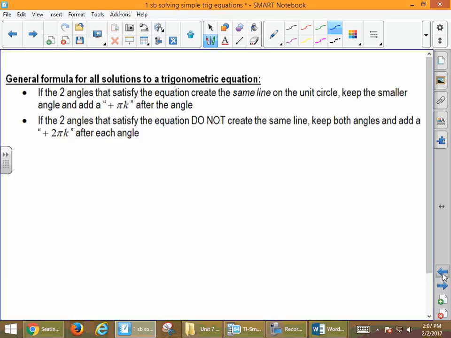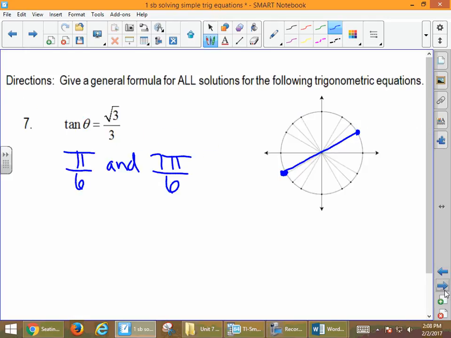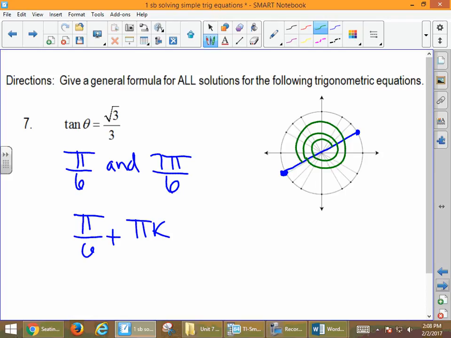Because it forms a diameter, if the two angles that satisfy the equation create the same line, that's what we just got. We've got the same line on the unit circle. Keep the smaller angle and add a pi k after it. So I went the wrong way there. We're going to keep the smaller angle, pi over 6, and add pi k to it. So you don't even really need to write pi over 6 and 7 pi over 6, because what that takes into account here is if we add pi, it's like adding a protractor. So there's the pi. So if we add pi k, there's ones. And then if we added another, we'd be going around and around. And we add another, we just start spiraling. And so that's what the pi k is.